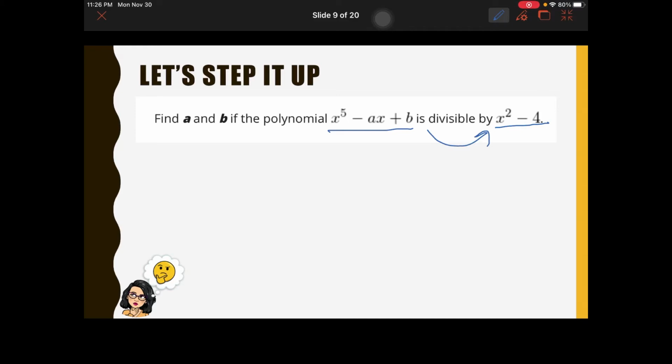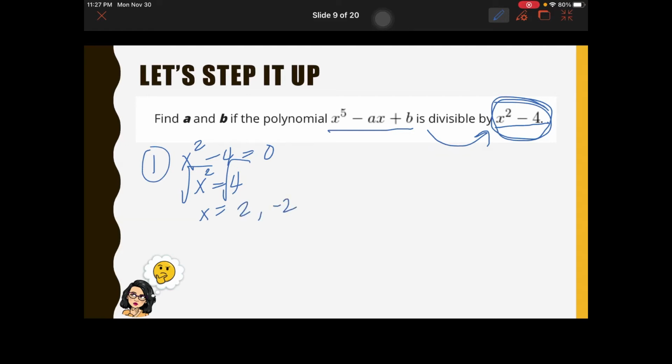So, what does that remind you of? Diba, naalala natin si factor theorem? So, ang pwede po natin gawin ay hanapin muna natin yung roots nito. Dahil kung alam natin ang roots nito, yan din po ay divisible then yung ating x to the fifth minus ax plus b. Okay, so first, let's find the roots. x squared minus 4 equals 0. So if we do that, meron po tayong dalawang makukuhang root, si positive 2 at si negative 2.